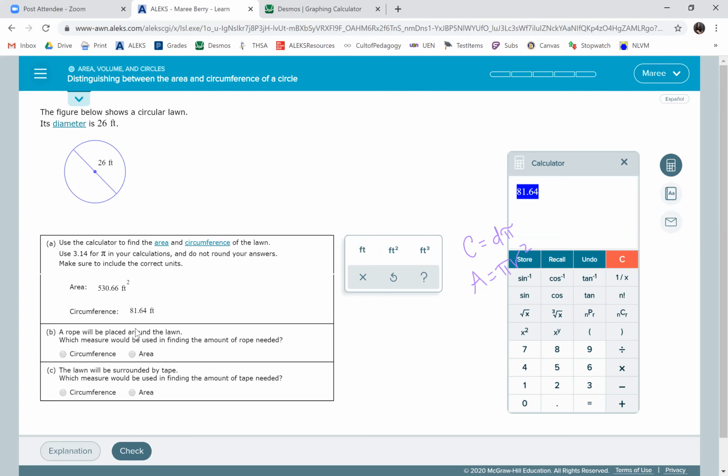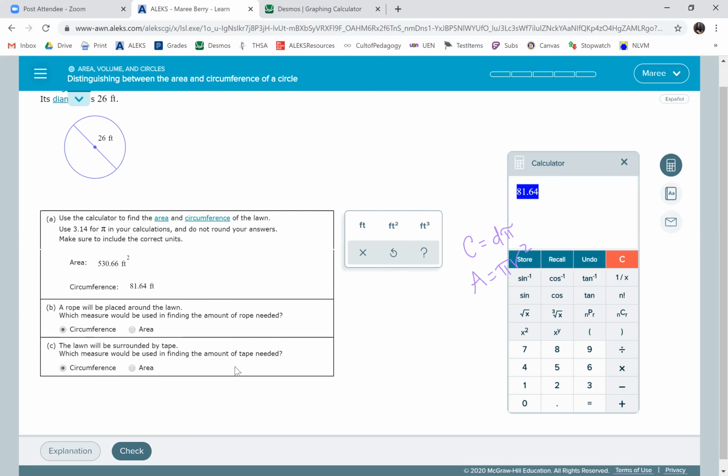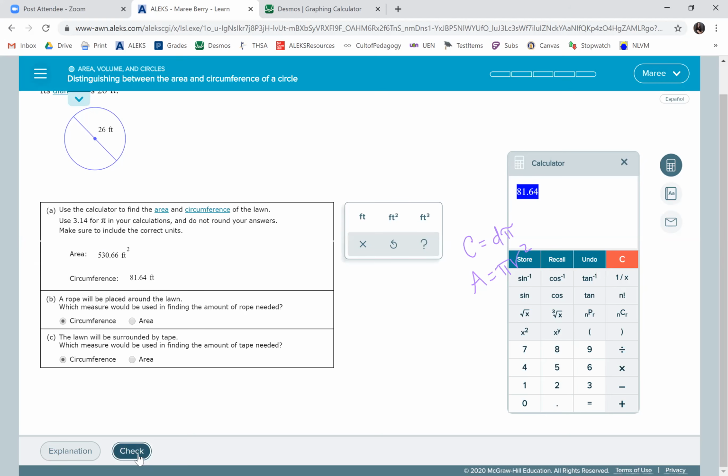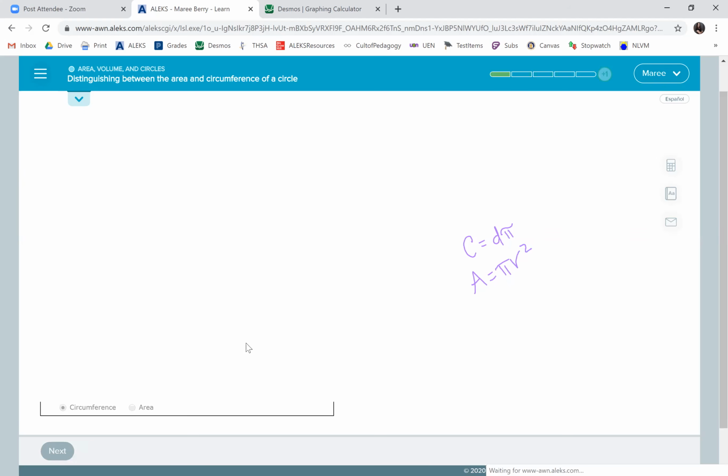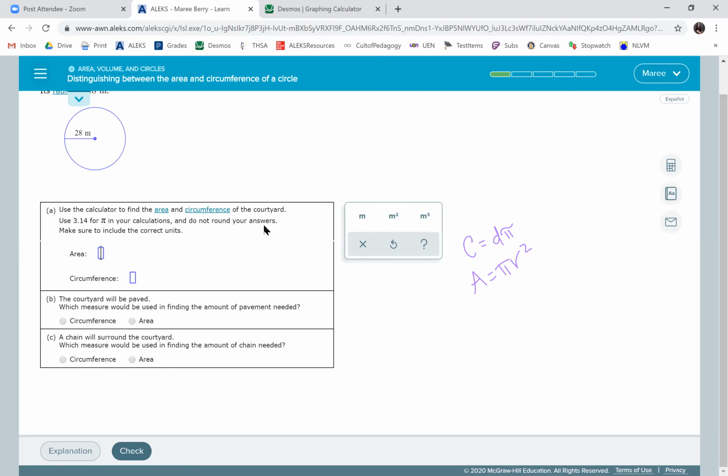A rope going around the lawn, that's circumference, and the lawn will be surrounded by tape. That's also circumference. Oh, tricky. So be careful that you're reading those and not just guessing that if you already put circumference, the next one would be area. So there was an example where it could be both.